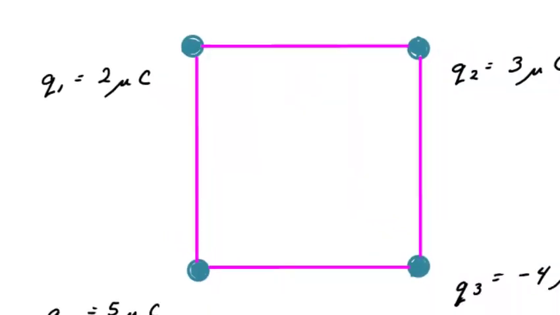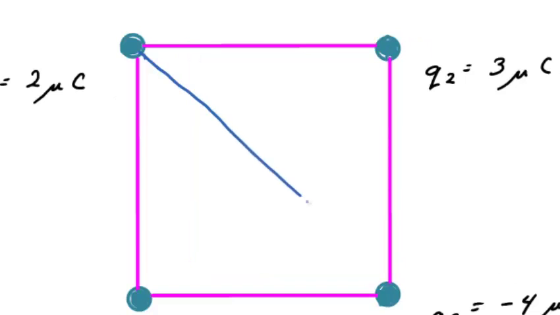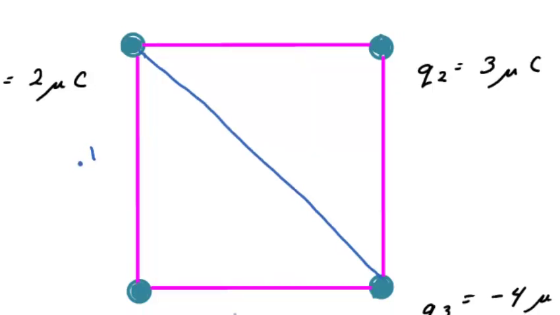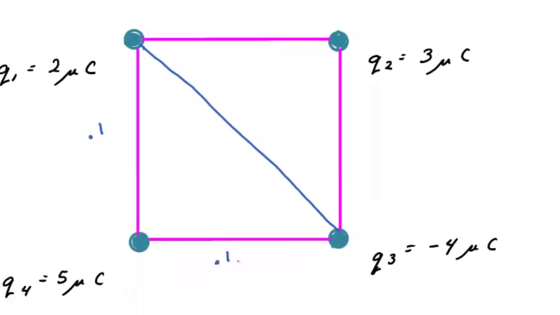The difficulty comes into play when we want to calculate the distance between charge Q1 and charge Q3, because it's not simply one side of the square. It's the distance from one corner to the other corner of the square. One side is 0.1 meters, and the other side is 0.1 meters, and it stands to reason the hypotenuse is equal to the square root of 0.1 squared plus 0.1 squared.